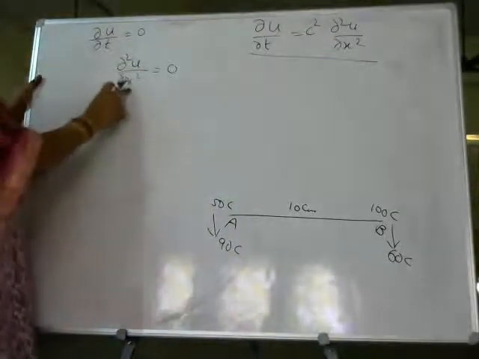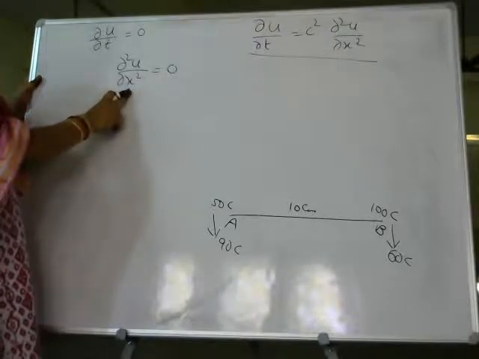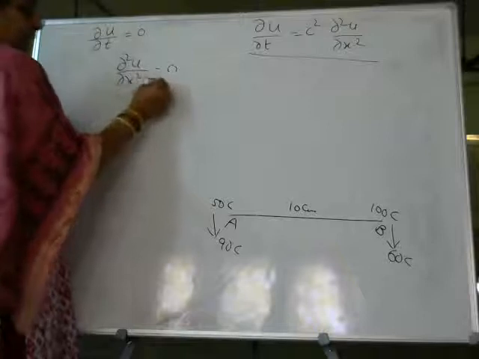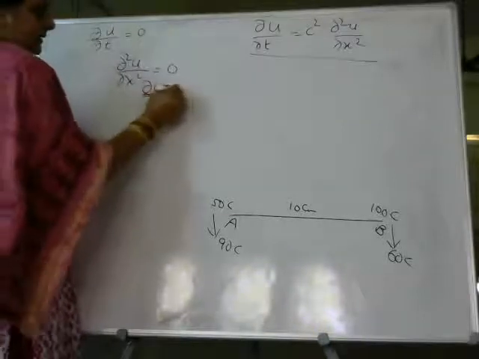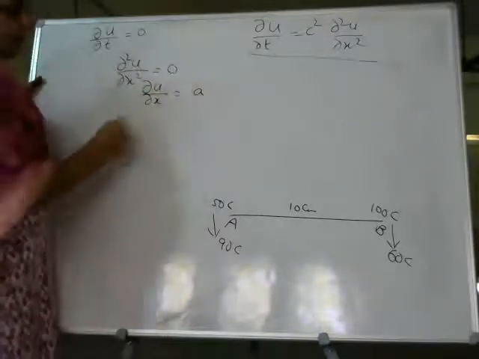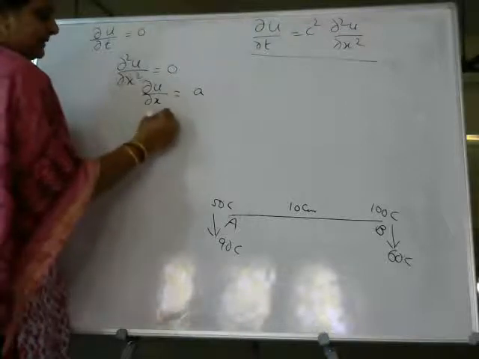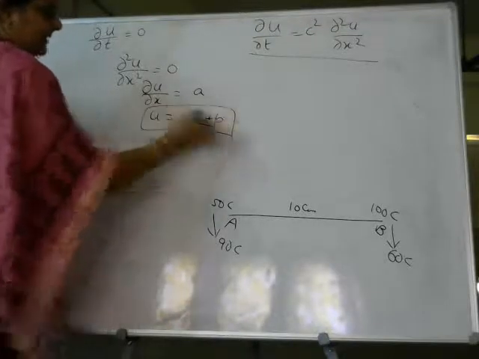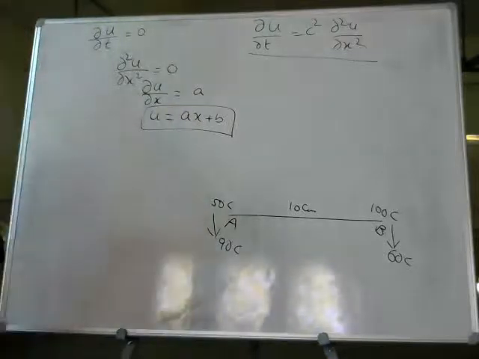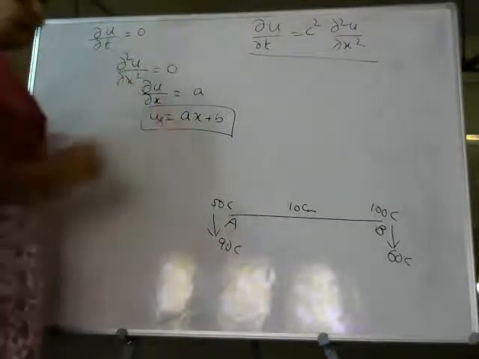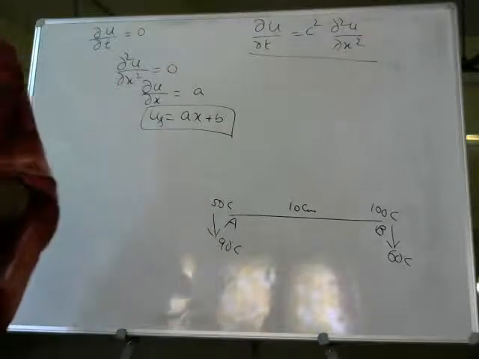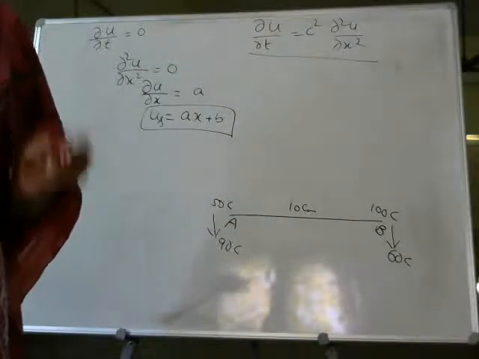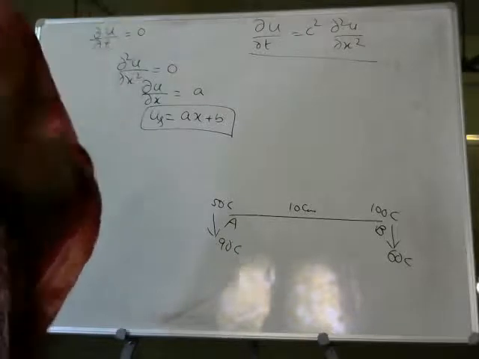Means u is a function of only one variable x. So what will be the solution? If you integrate once, this will become ∂u/∂x = constant. If you integrate again with respect to x, this will become ax + b. So we are taking this as the steady state solution. Generally we write it as u_s, this suffix s mentioning that it comes under steady state. When do we say that it is steady state? When u is independent of time.